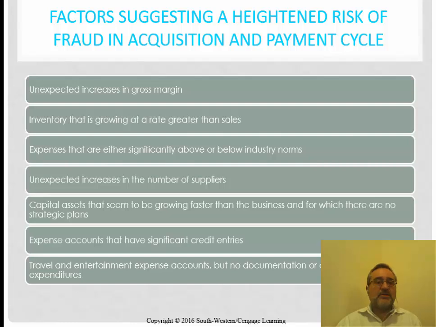unexpected increases in the number of suppliers, capital assets that seem to grow faster than the business, expense accounts that have significant credit entries. These credit entries may in fact be some sort of adjustment that we are essentially negating some sort of fraud. And in travel and entertainment expenses, no question about it, one of the tasks that we have as auditors is to examine travel and entertainment. This is the potential for fraud, especially in high-level employees within the organization.